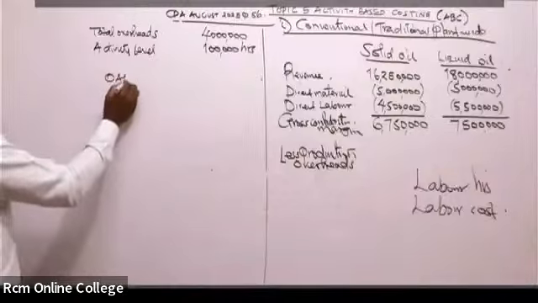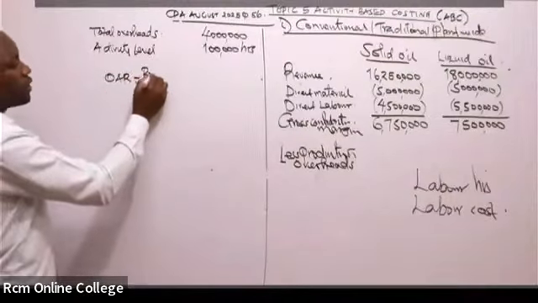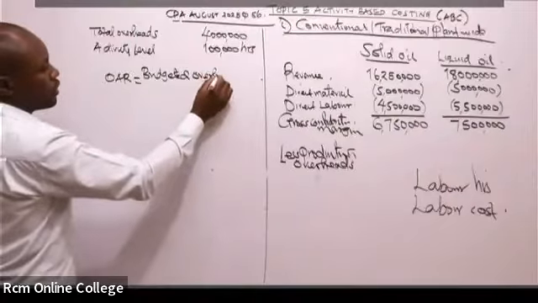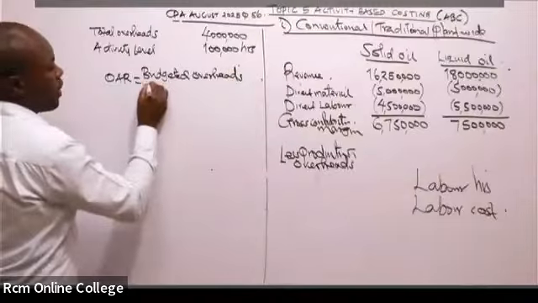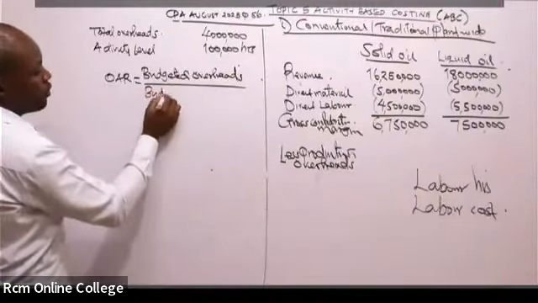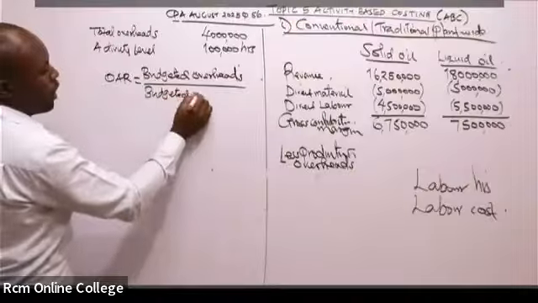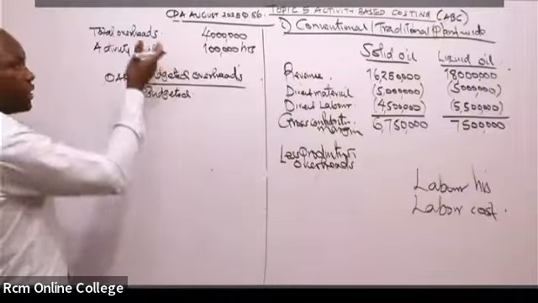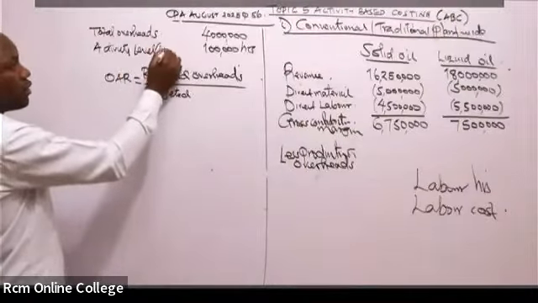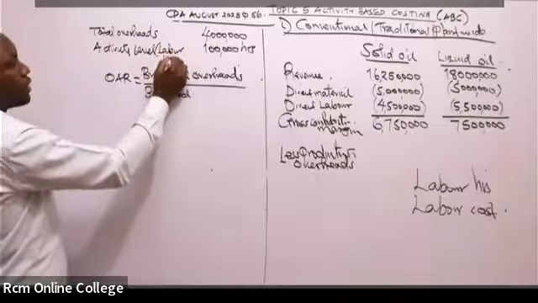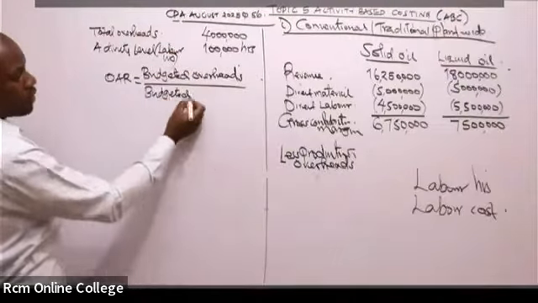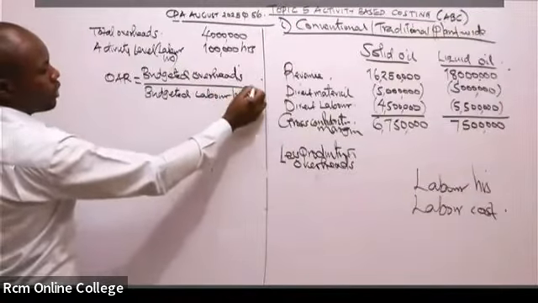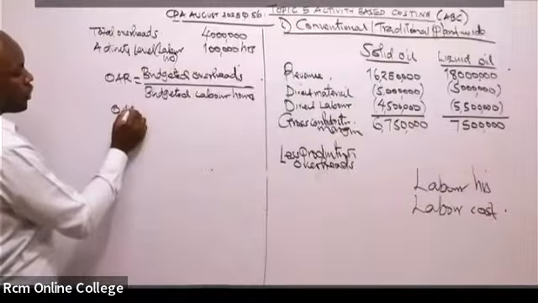When we were addressing topic number 4, we did something about overhead absorption rate. Are you able to recall? It is budgeted overheads divided by budgeted activity level. But now we are specific. We know the activity level. It is dependent on labor hours. That is the cost driver. So budgeted labor hours. Can we now get our overhead absorption rate?